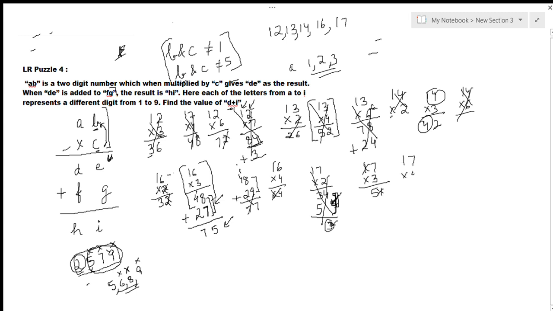17 into 4, 68. Oh, we are still having 5 different digits. So what are the digits left? 2, 3, 5 and 9. Guys, now think carefully. 17 into 4 is 68. If we add, can we add 90 something? Certainly not. Can we add 50 something? No. Can we add 30 something to 68? No. Can we add 20 something? Yes. So I'll write 2 over here.